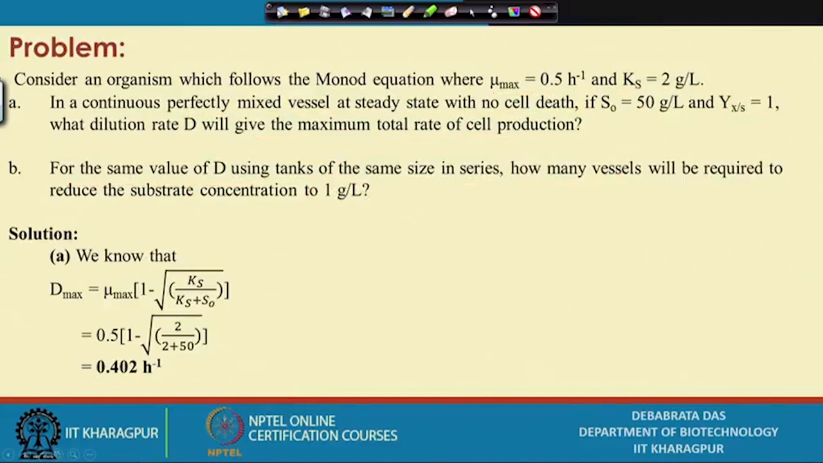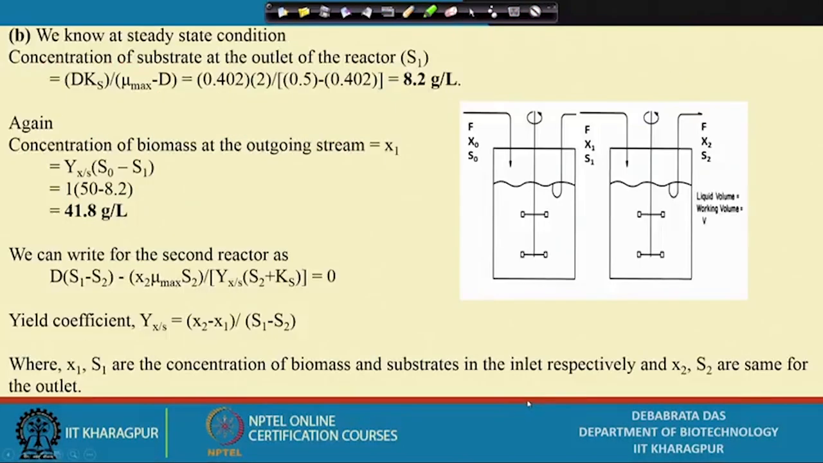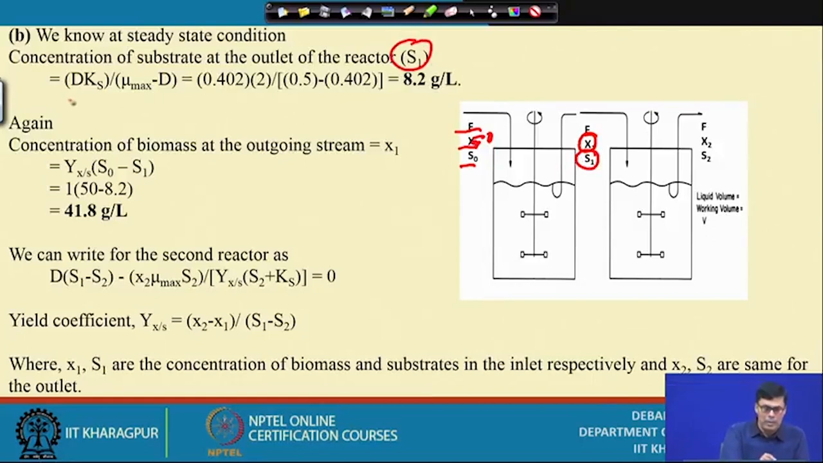Now, let us see how we can solve this problem. First, we have to find out what is, schematically, this process is like this. This is the initial. F is the flow rate, then X 0 is the initial. So, we can assume this to be 0 in the first reactor, am I right? X 0 equal to 0. But then we can use this equation to find the value of X 1 and the value of S 1. So, S 1 is D K s divided by mu max minus D. So, we can find out 8.2 grams per liter. Now, we can find the X 1 value: Y X by S times the difference, which is 41.8 grams per liter. Then, you know, for the first reactor we do not have any problem.